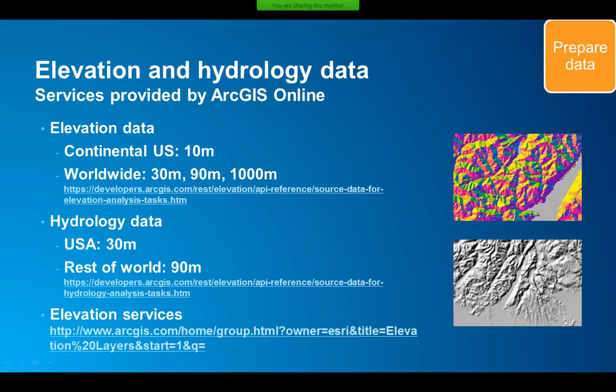Next, let's look at the services available in ArcGIS Online for elevation and hydrology analysis. As with the network analysis services, these services use ready-built datasets, which in many cases can save you the effort of downloading and preparing the data yourself beforehand. Please see the links on this slide for more detail about the data available worldwide.